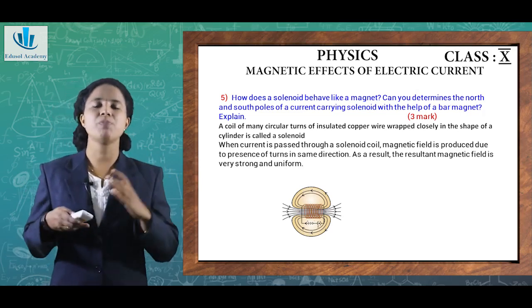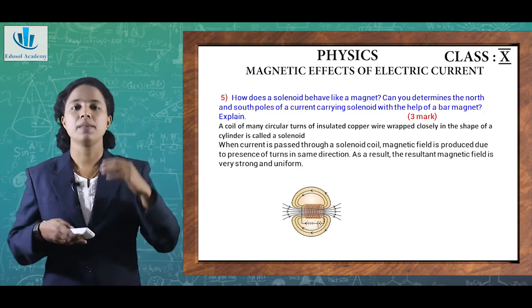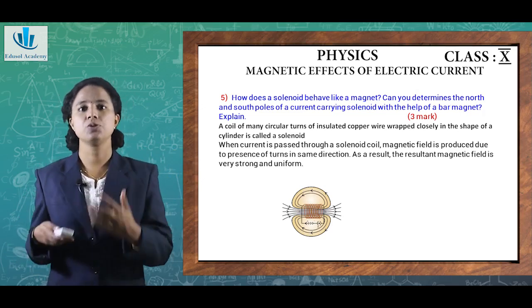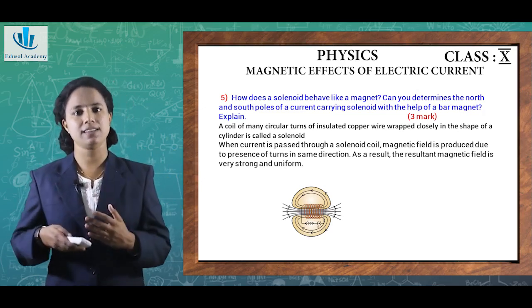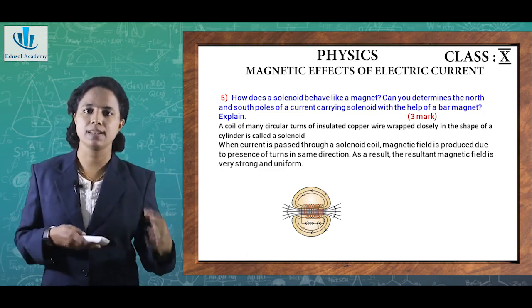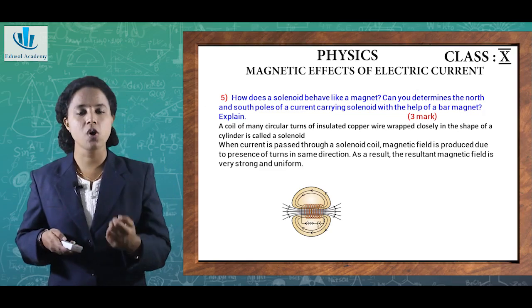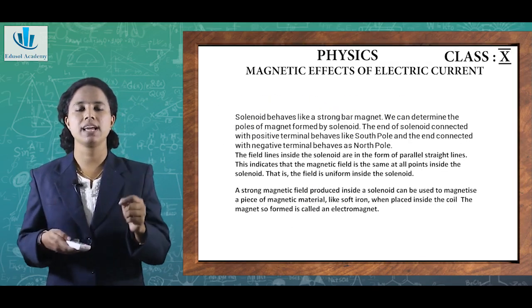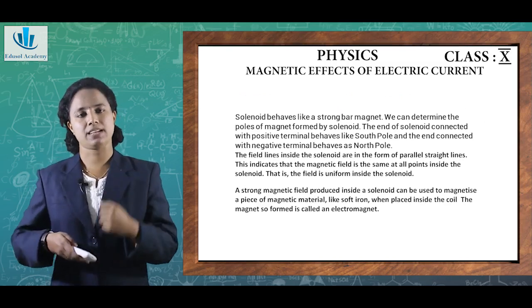So, when the current is passed through a solenoid coil, a magnetic field is produced. Why? Because of the presence of turns carrying current in the same direction. As a result, the resultant magnetic field is very strong as well as uniform. So, the solenoid behaves like a strong bar magnet.